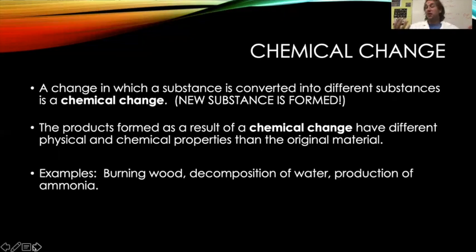If we're just describing how something could change, we call that a chemical property. Acids, for example, are corrosive. They eat away at things. That would be a chemical property for our different acidic substances.